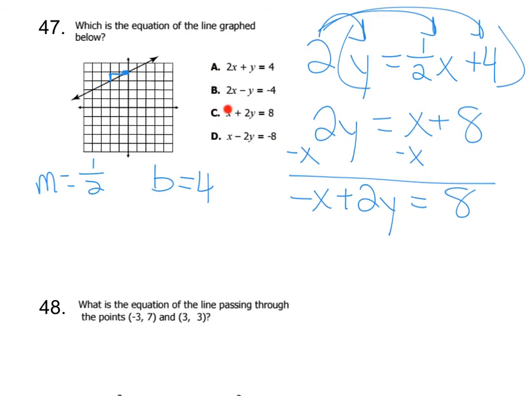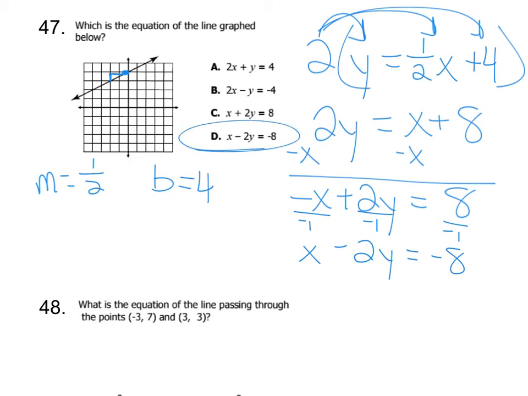It looks a little bit like these, except both of these are positive. So how do I make this a positive? If I change the signs of everything and divide through by -1, I get x - 2y = -8. And that's perfectly legal as long as we do it to everything. So x - 2y = -8, and that happens to match D. Notice all the signs were just the opposite of what I got a minute ago.